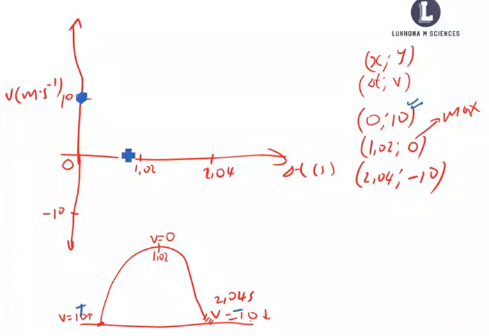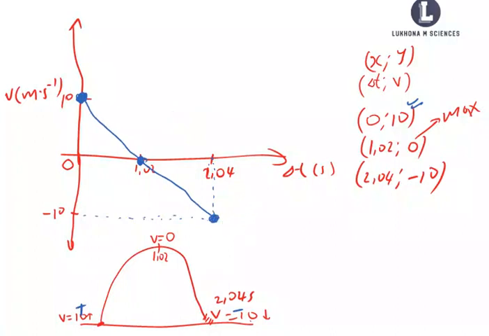Point number 2. x is 1,02. Y is 0. This is the point. Then the last point, x is 2,04, but y is negative 10. So we have another point here. This is important. You must have these dotted lines. So we join the points, then we're done. That is the velocity time graph. We said it's linear. That is linear.